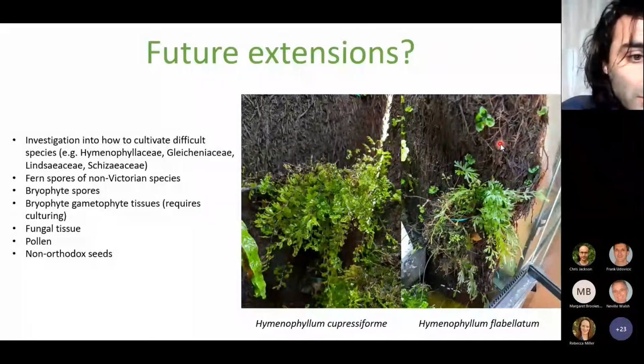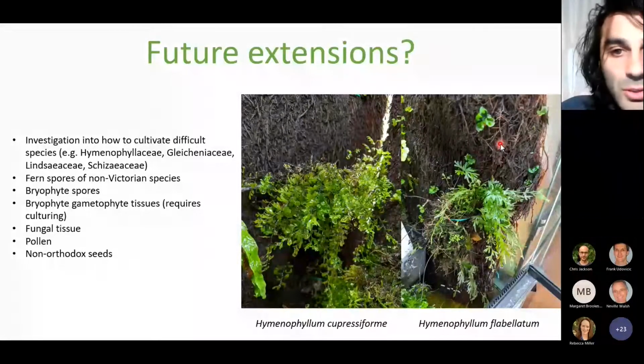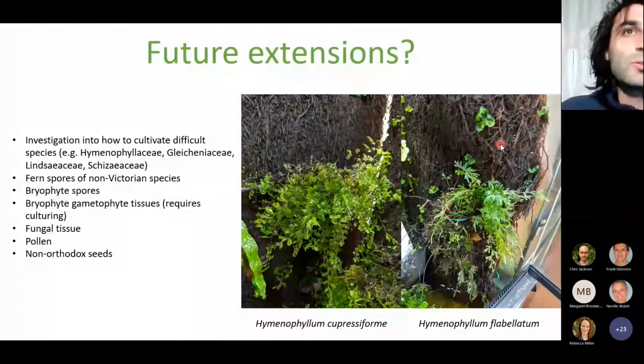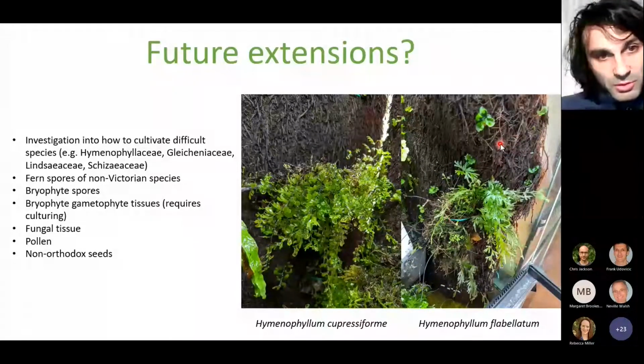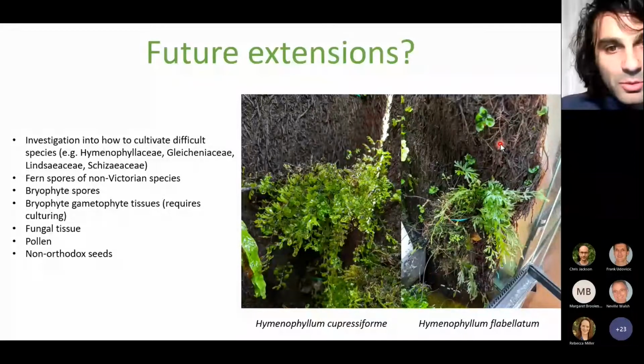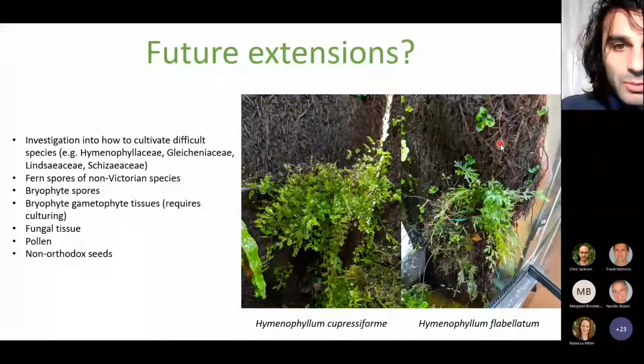Could also look at fungal tissue as well that might need low temperatures. Pollen, so cycad pollen is often stored at low temperatures. That might be a future prospect. And also non-orthodox seed as well. Most seeds are stored at temperatures that you might see usually in a fridge or at room temperatures, whereas some species that produce seeds might not be viable if stored at such temperatures. So trialing some of those species at really low temperatures might be a go as well.